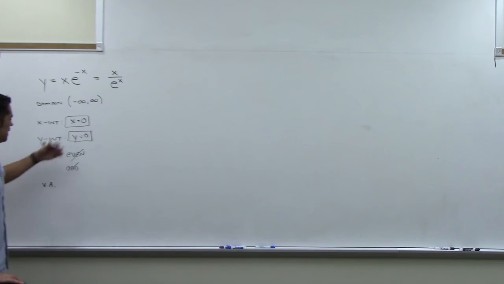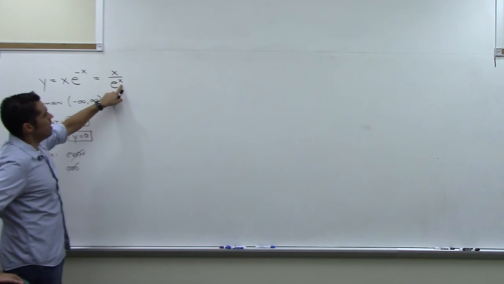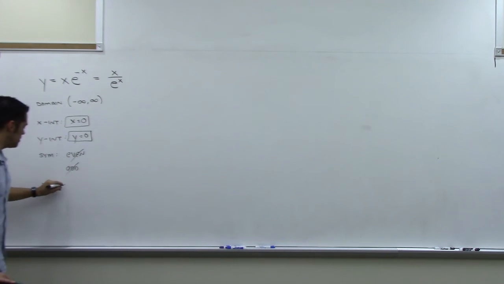All right, vertical asymptotes. So do we ever get x over 0? Well, I can never make that 0, so there's going to be no vertical asymptotes.